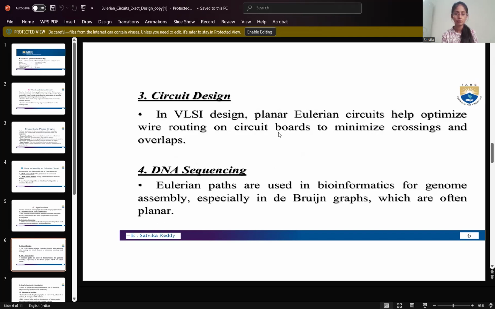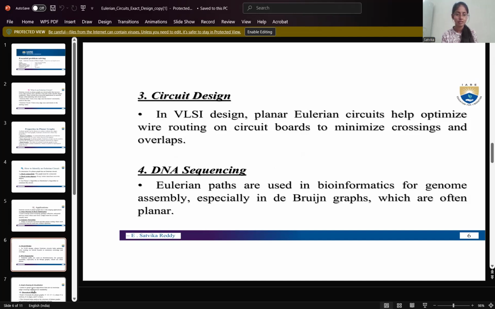And the fourth application is DNA sequencing or bioinformatics. Eulerian paths are used in bioinformatics for genome assembly, especially in de Bruijn graphs, which are often planar. DNA fragments are modeled as edges. An Eulerian path helps reconstruct original sequences.